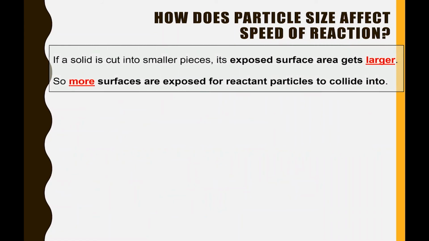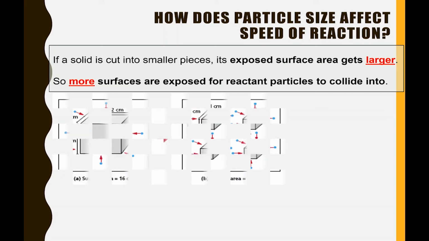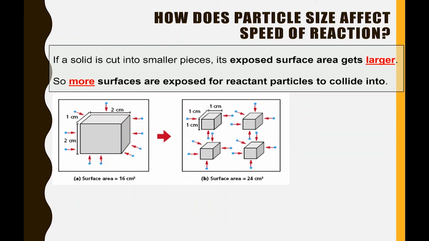If a solid is cut into smaller pieces, its exposed surface area gets larger. So more surfaces are exposed for reactants to collide into. For example, this is a cube. If I were to calculate the exposed surface area for this cube, it's 16 cm². But if I were to cut it into 4, the total surface area becomes 24 cm². So all in all, when it's a smaller particle size, your surface area increases.